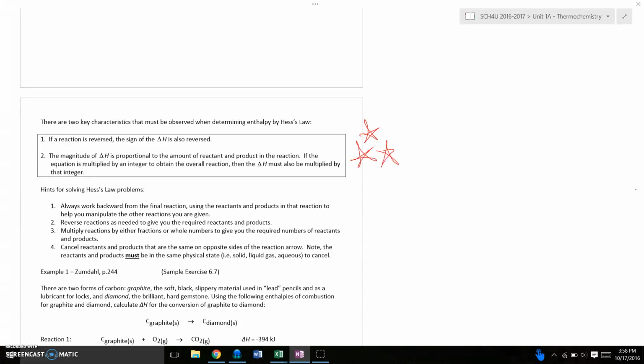If the equation is multiplied by an integer, you have to multiply everything in that reaction by that integer. And the same goes for the delta H. So my suggestion here, and some hints, is to work backward from the final reaction.